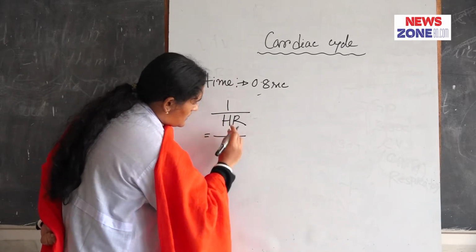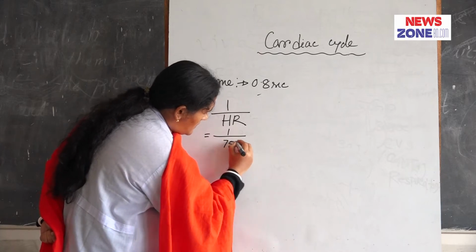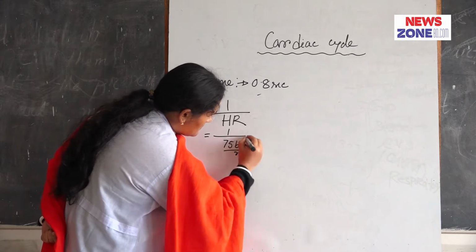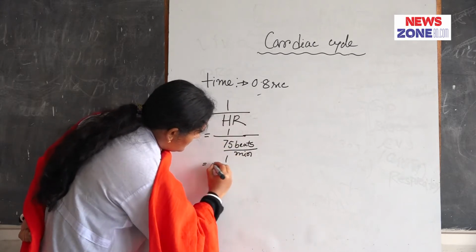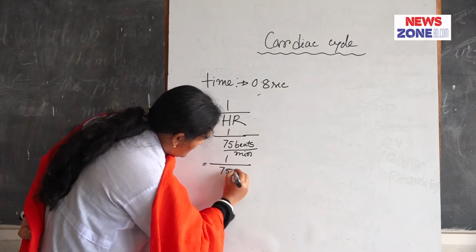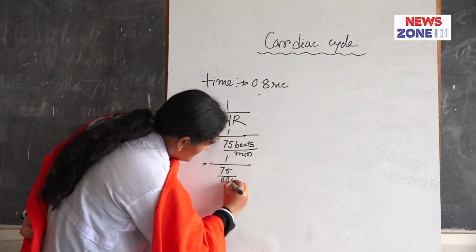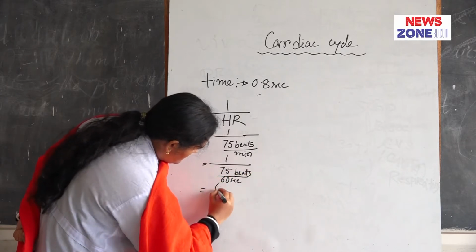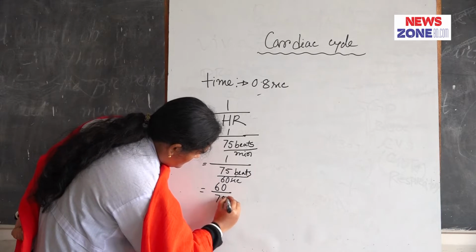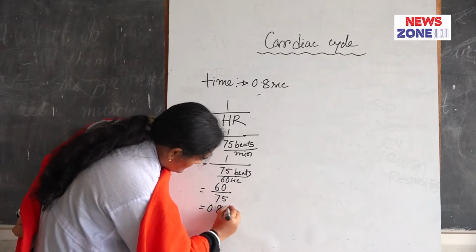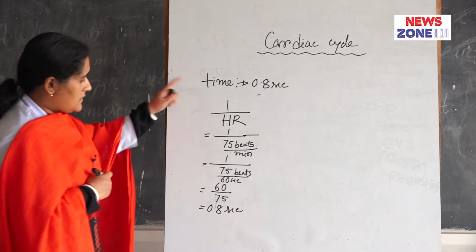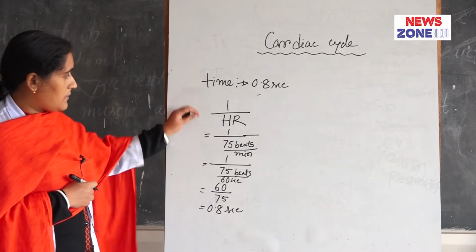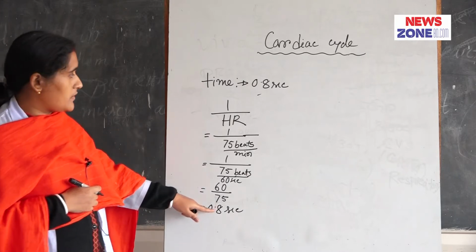I know that heart rate is 75 beats per minute. So, 60 divided by 75. This is cardiac cycle time. Cardiac cycle time is 0.8 second. I calculate it by this equation: cardiac cycle time is 0.8 second.